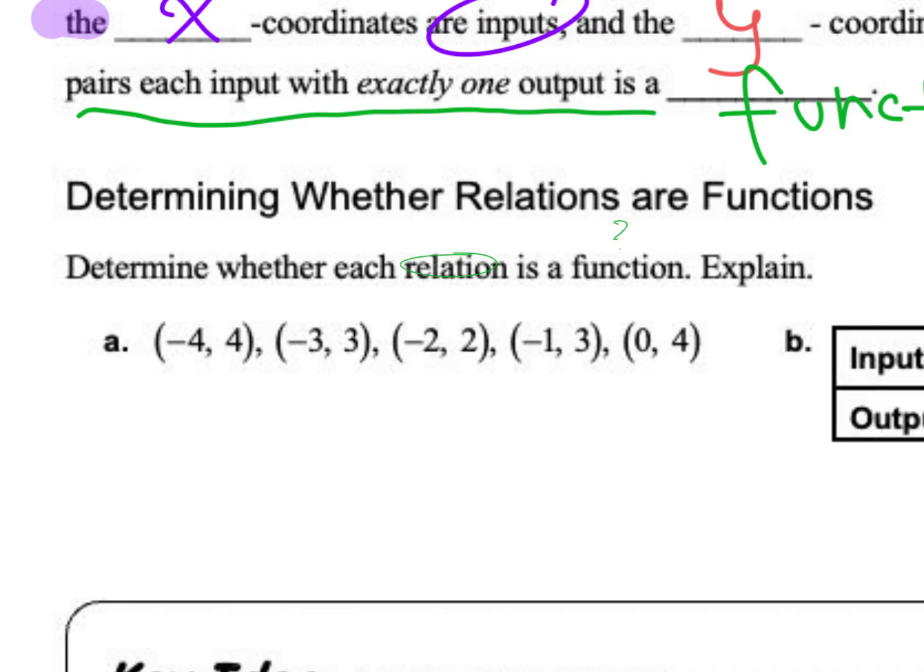And by the way, here we have relations, and we want to know, are they functions? If you're a function, then you will have unique inputs. So like -4, do I have another -4? No, so that one's good. -3, that one's good because I don't have another -3. -2, nope. -1, 0, so guess what? All of these are unique inputs, and their output doesn't really matter.